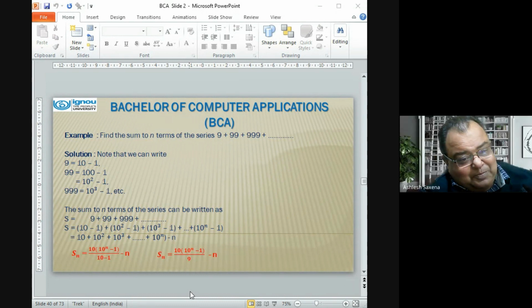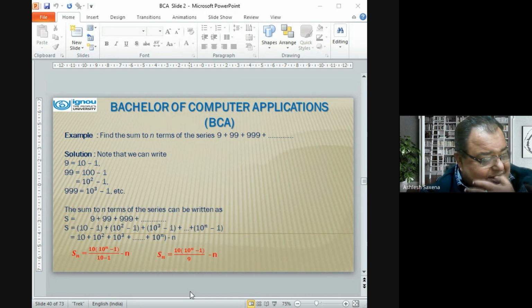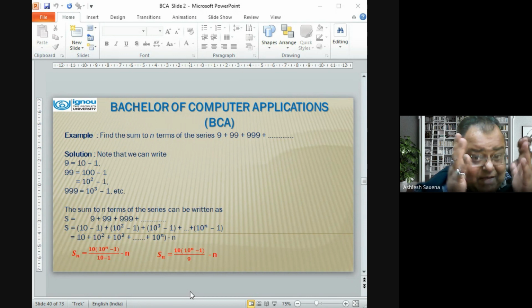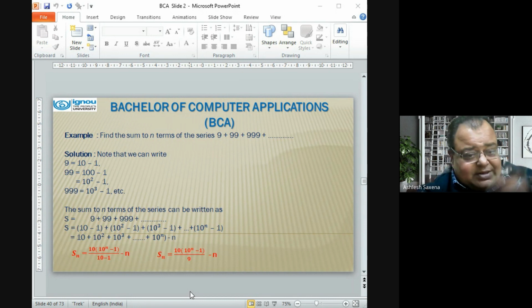Anyone else? Can anyone else prove that whatever we have written, Sn is equal to 10 into 10 raised to the power n minus 1 upon 9 minus n, is correct for this series? Otherwise I will let you know how that is. That is what I want. I will prove it that this is correct.